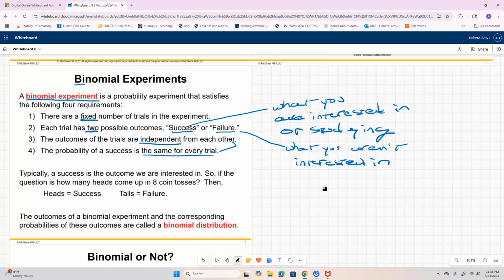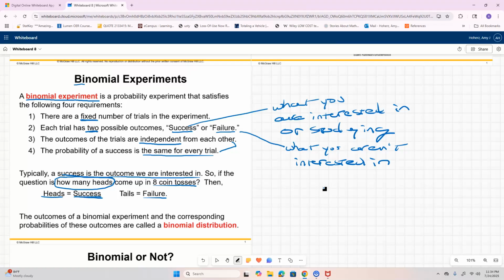So a success, as we said, is the outcome that we're interested in. And so if the question is, how many heads will come up in 8 coin tosses, then heads would be a success. Tails would be a failure. But you can see from that that you could very easily say, I want to see how many tails come up. And in that case, then tails would be a success and heads would be a failure. It's just whatever you're looking at. So in this case, we're looking for how many heads, and so heads is a success.